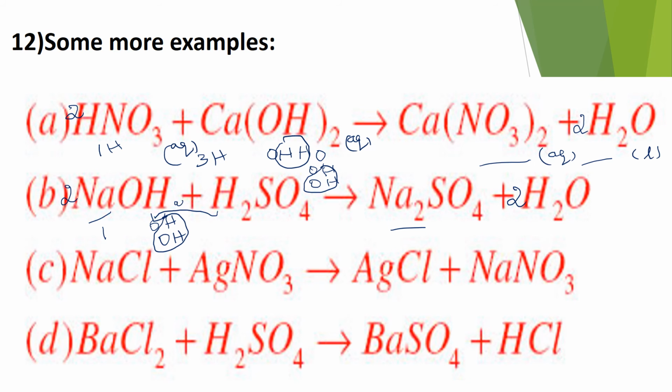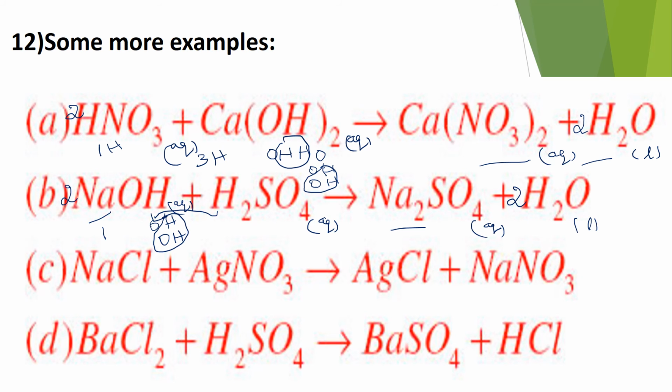And NaOH is an aqueous solution, H2SO4 is an aqueous solution, Na2SO4 is again aqueous, and water is a liquid. So this is balanced now, very easy. H2 will combine with 1 O remaining here to make H2O.